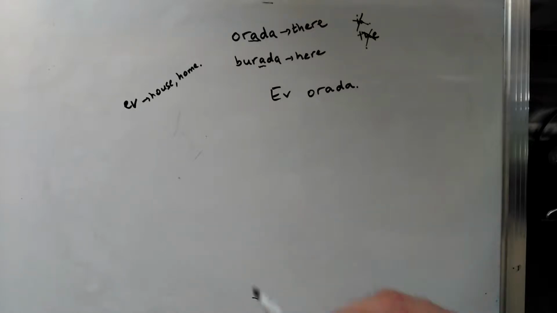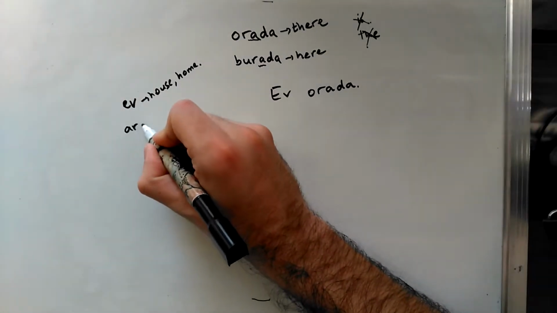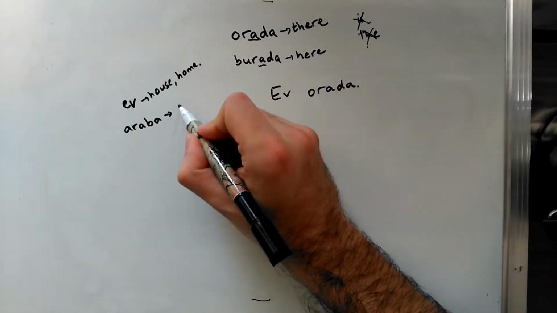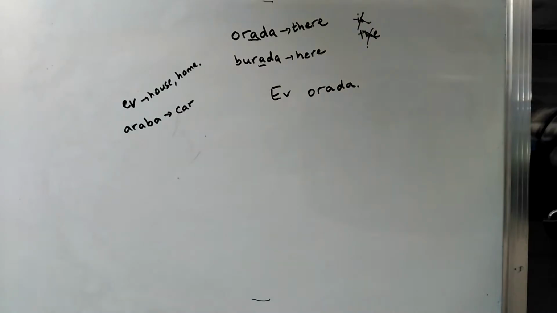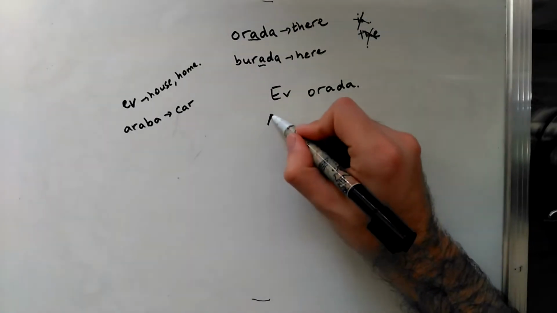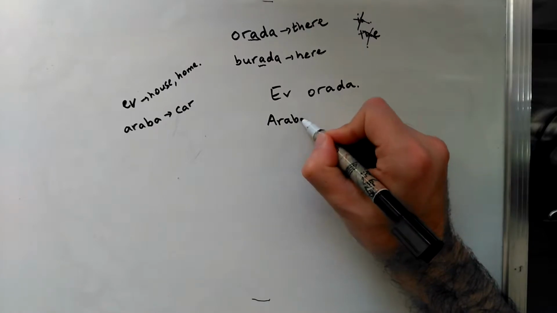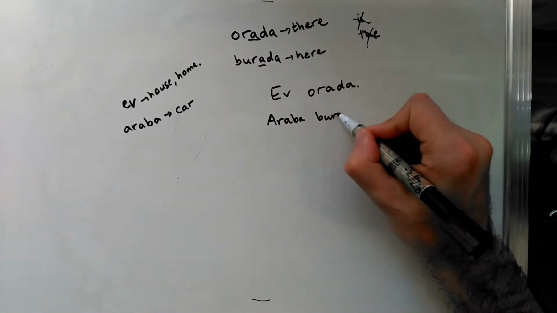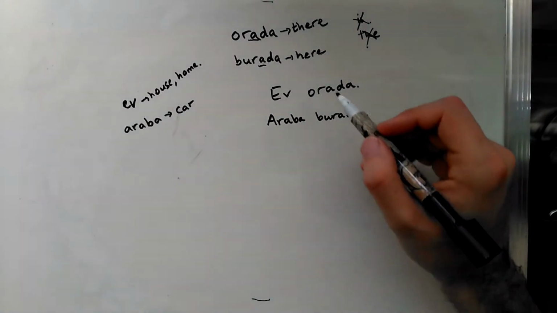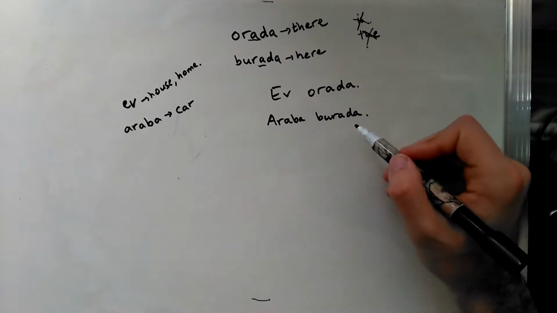And let's learn this word as well. Araba. Araba means car. Let's try to say the car is here. Can you guess? It's araba burada. Araba burada. Or burada if you want. Ev orada, araba burada.